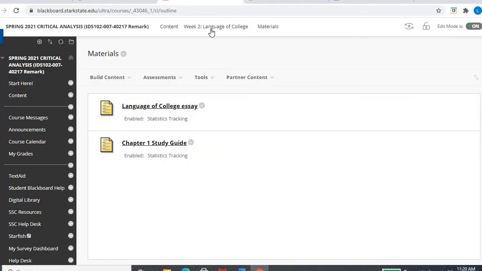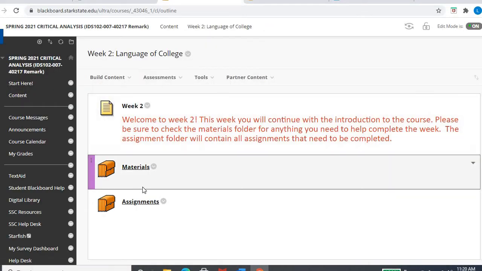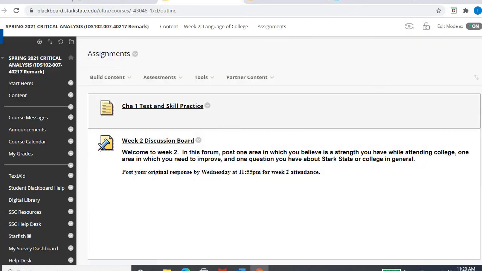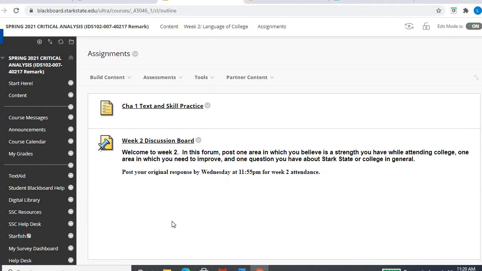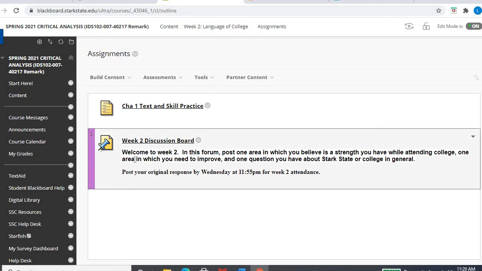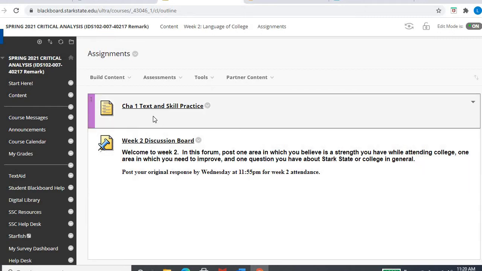So I'm going to also go ahead and go back here and get into the assignment folder. Based on your syllabus and even in here, you can see that you really only have one assignment this week, and it's the discussion board, which I'll get to here in a few minutes. Because we're going to use the text and skill practice for chapter one today, but we are not submitting it quite yet. That's why there's no Dropbox here for you. So it's more of a material, but I wanted to put it in the assignment folder just to let you know that it is something that eventually you are going to have to submit.